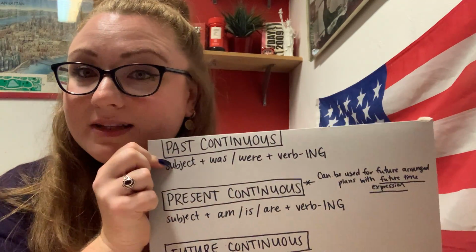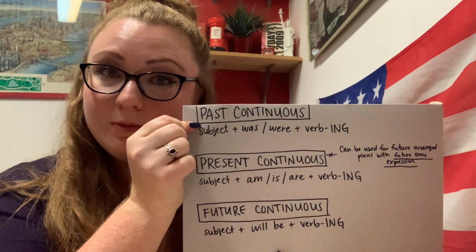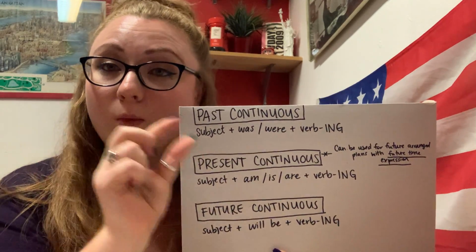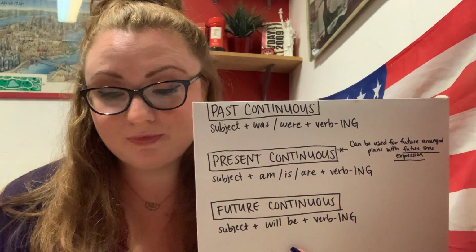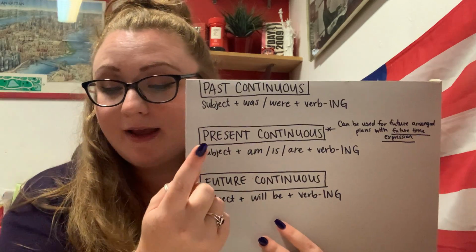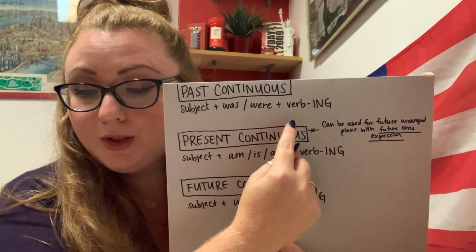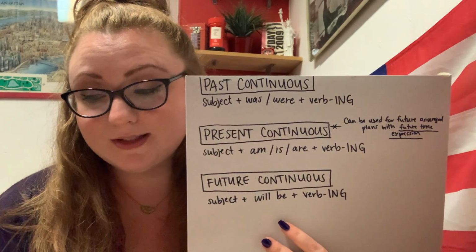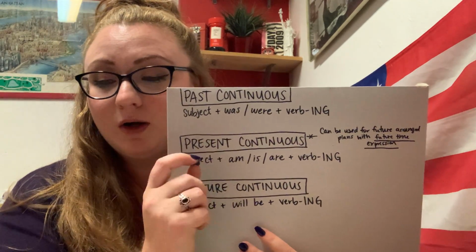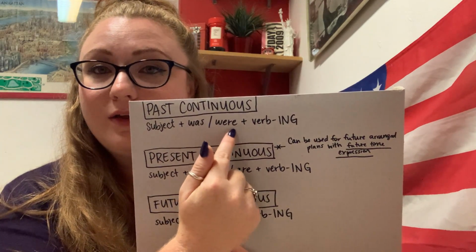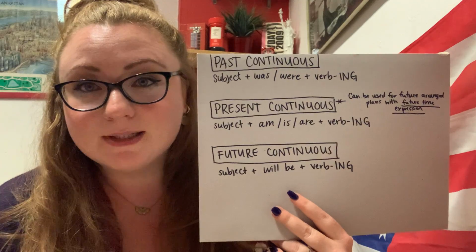So let me give you some examples in the past continuous. Like I mentioned, this would be about an action that was happening over a period of time in the past. So for example, we could say, for a long time, people were using fossil fuels without thinking about the consequences.